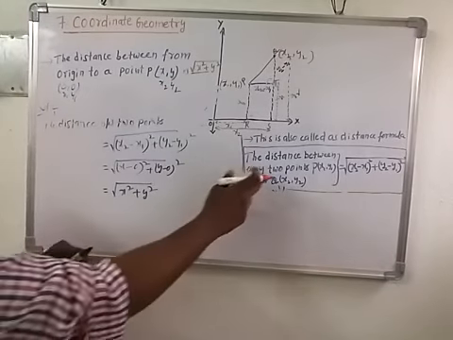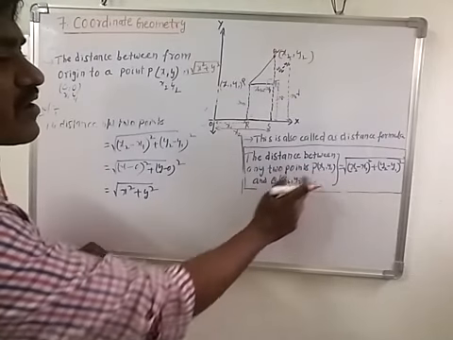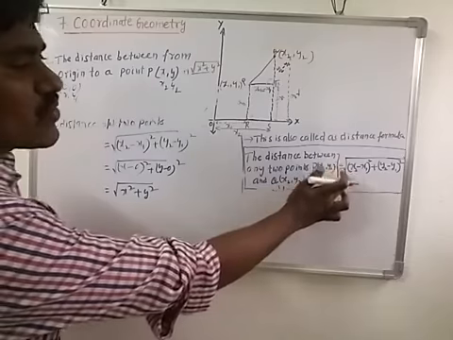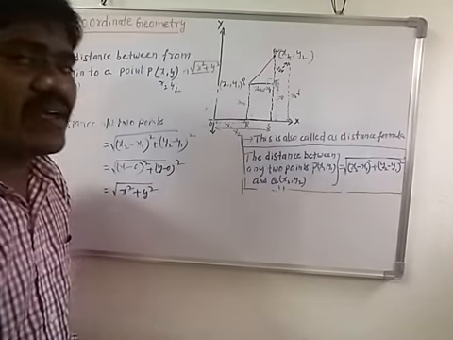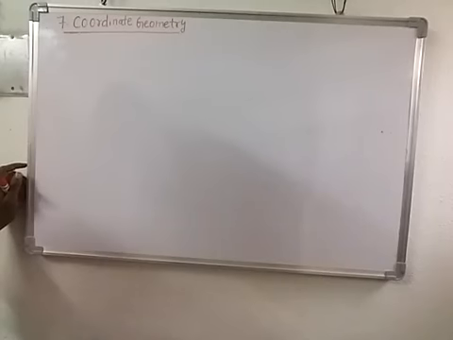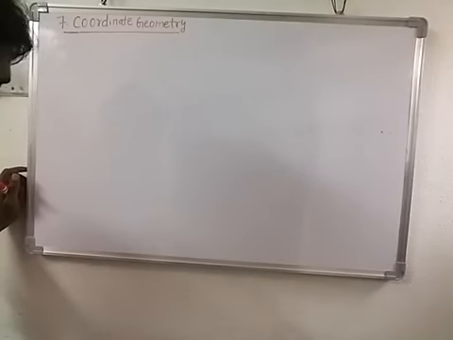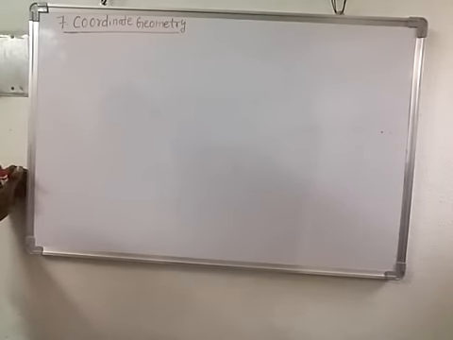And what is the distance between any two points P x1 y1 and Q x2 y2? It is the square root of x2 minus x1 whole square plus y2 minus y1 whole square. Let's go, we start exercise 7.1.